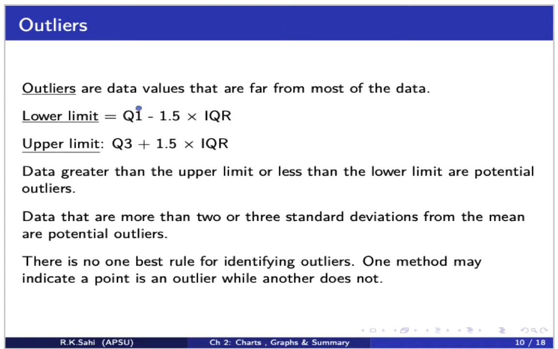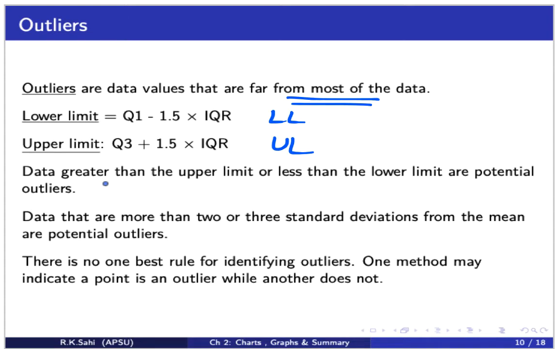Outliers, as we said earlier, are values that are very, very far from the rest of the data set. So what we do is we find a lower limit and an upper limit, LL and UL. The lower limit is the first quartile, Q1, minus 1.5 times the interquartile range. The upper limit is the third quartile, Q3, plus 1.5 times the interquartile range.